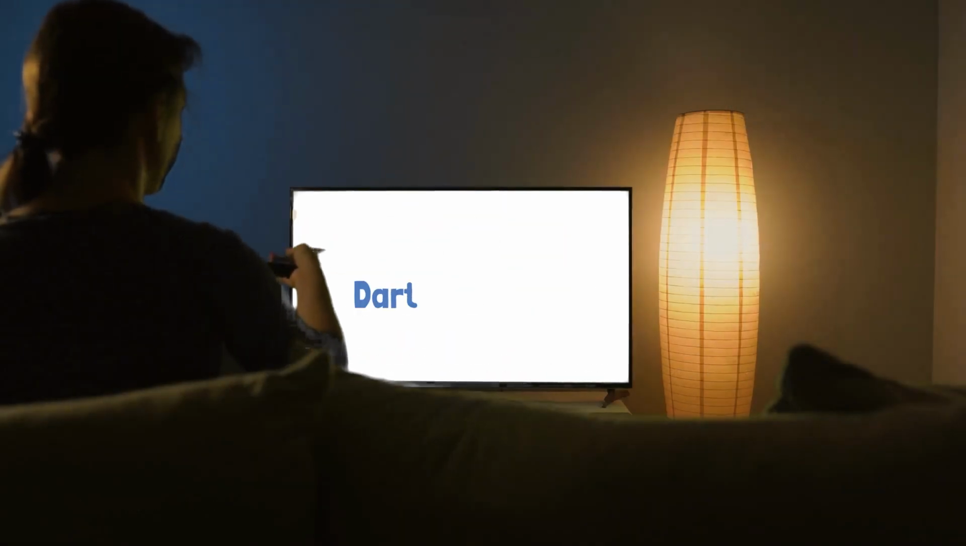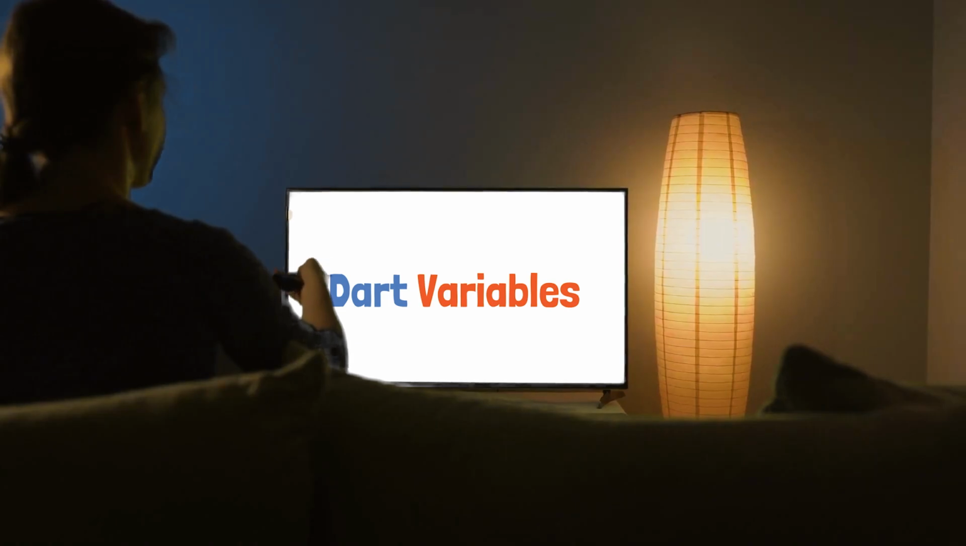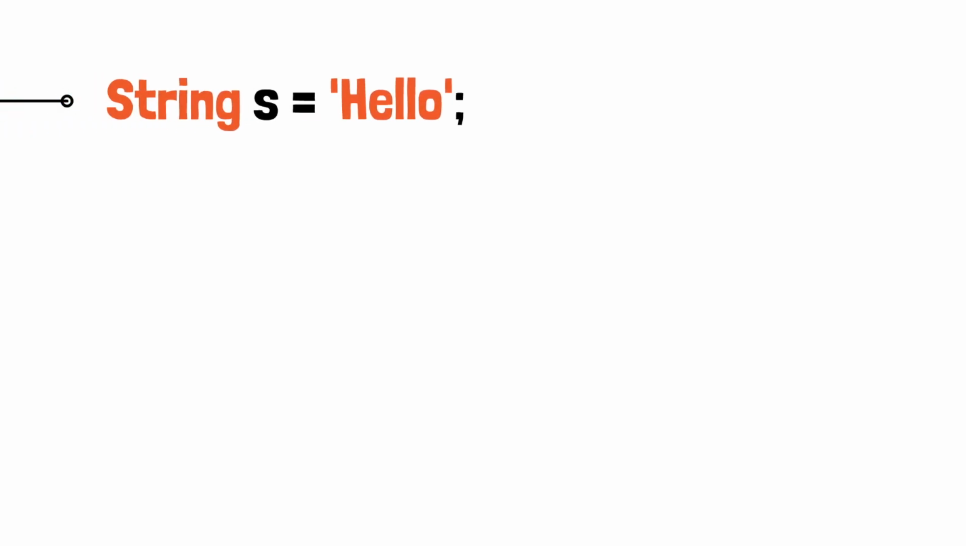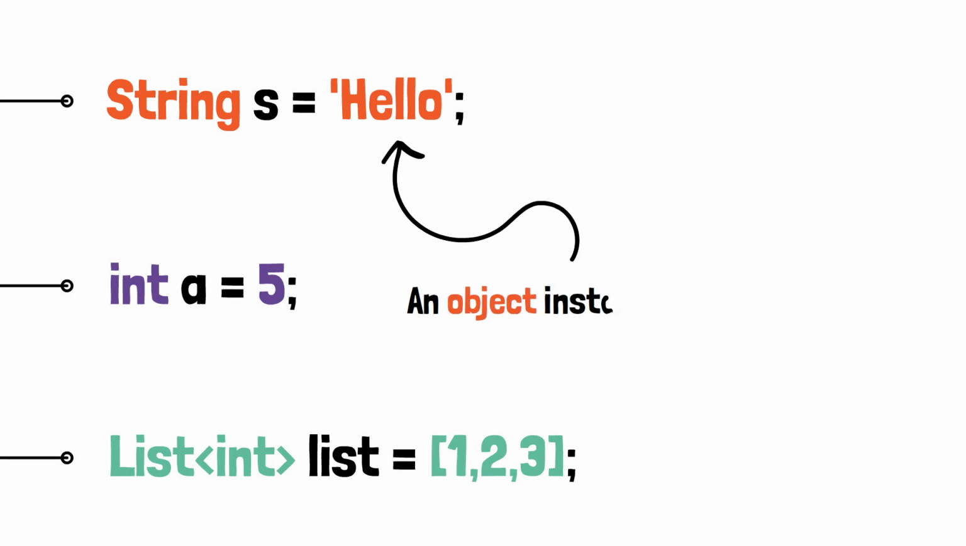In the last tutorial we saw a bunch of examples on how to declare Dart variables, right? We understood that we can declare a variable like string s equals hello, int a equals 5, list of integers l equals 1, 2, 3. And we also learned that the value a variable is assigned to is actually an object, an instance of a class denoting the type of the variable. But this way of creating an object is pretty unusual, right?